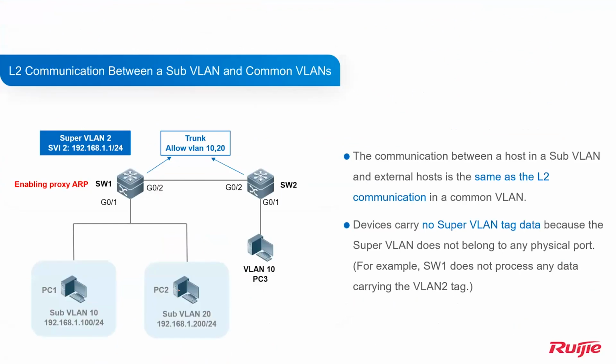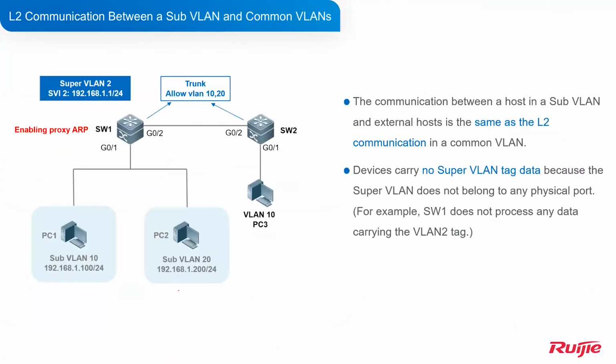Next, let's see the layer 2 communication between a sub-VLAN and common VLANs. Here, the common VLAN represents PC3. PC3 belongs to VLAN 10, and it is just a common VLAN, not a Super VLAN or a sub-VLAN. Let's see the communication. The communication between a host in a sub-VLAN and external hosts is the same as a layer 2 communication in a common VLAN.